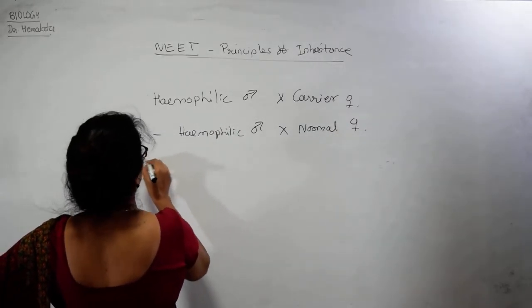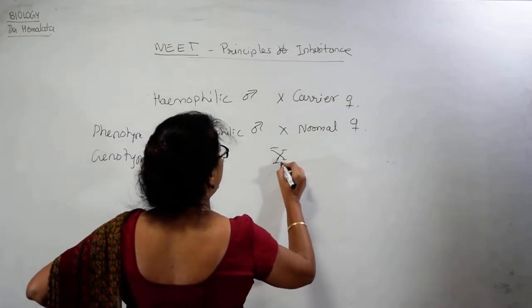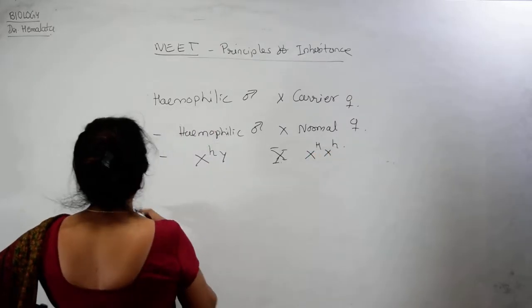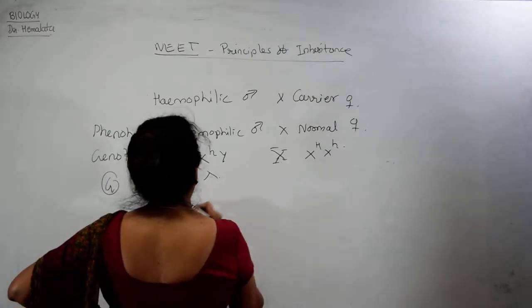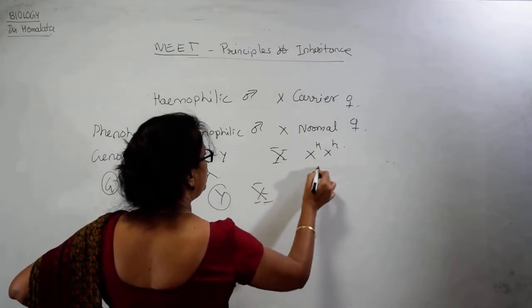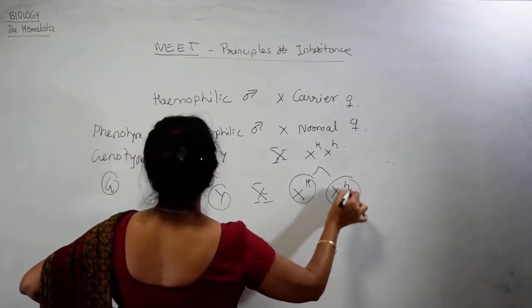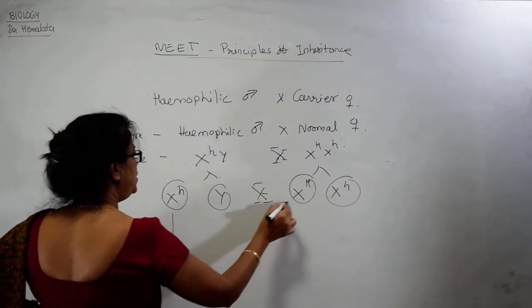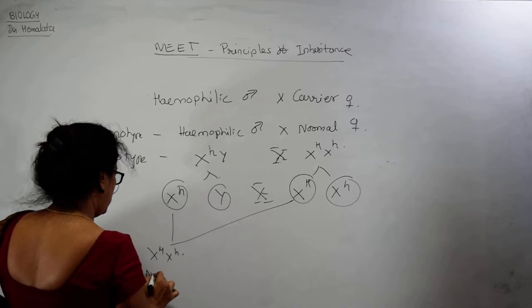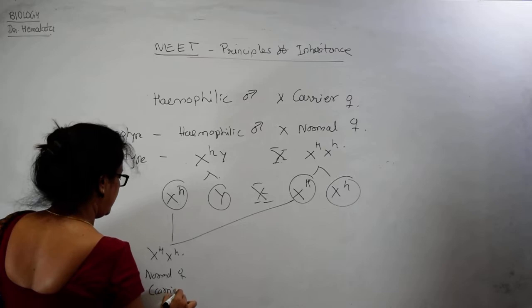Let us cross this. The hemophilic man will have X small h and Y. The female who is a carrier will have X capital H, X small h. Now, during gamete formation, he will produce two types of gametes, X small h and Y, and she will produce two gametes, X capital H and X small h. First, X capital H, X small h: she is a normal looking female, but she is a carrier.